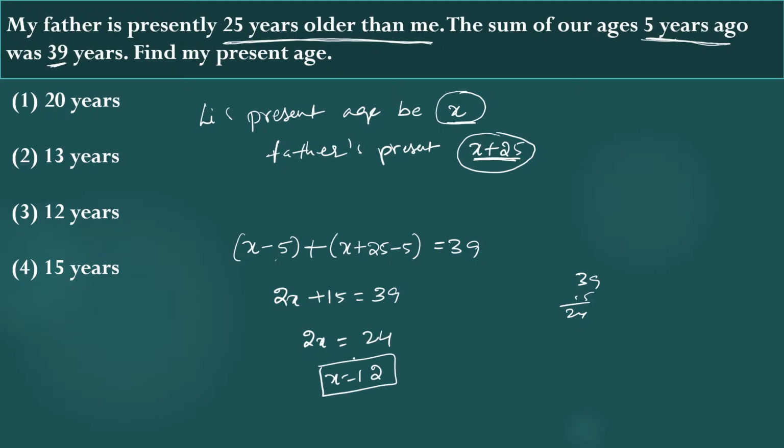So what is the value of x? x is the present age of mine. So what is the question? What is my present age? That is nothing but 12 years. So present age is 12 years. Option 3 is correct.